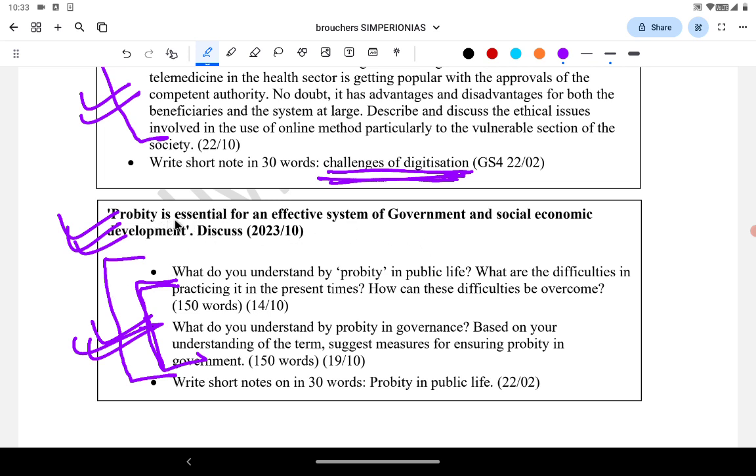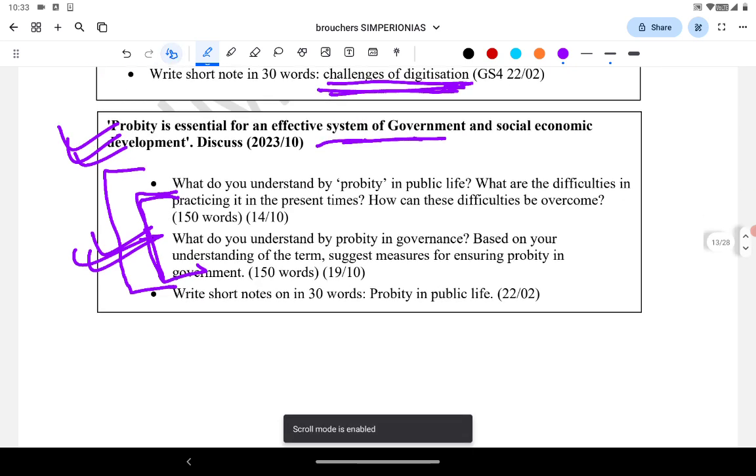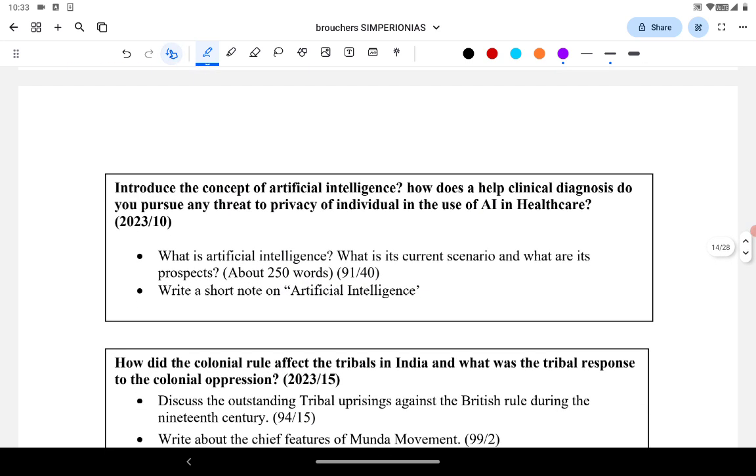And it is asking a bit wider question, how probity will help government in an effective system of governance and socio-economic development. Let's go to the next question.